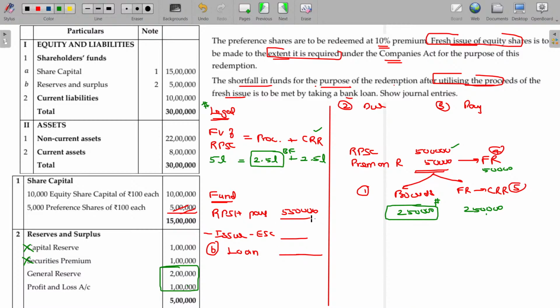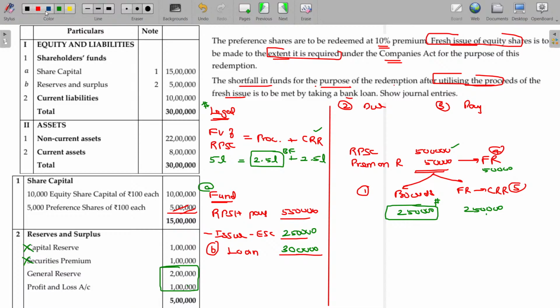Clear. Now 5 lakhs 50,000 we need to pay. By issuing the equity share we collected how much? 2.5 lakhs. What is the shortage of funds? 3 lakhs. The 3 lakhs can be raised by borrowing a loan. This is the second calculation.